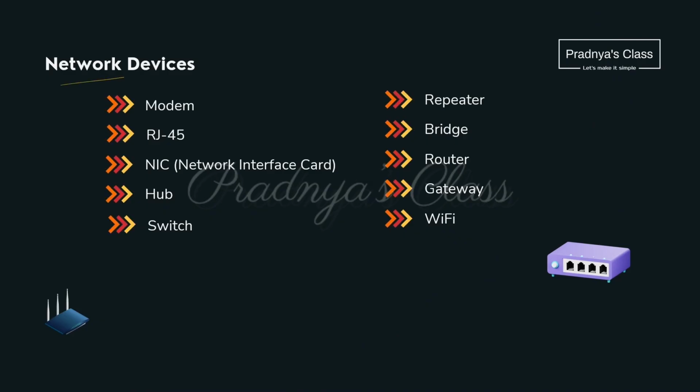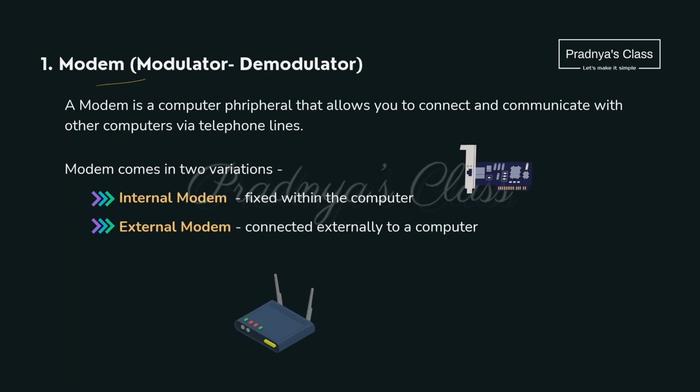Here is the first important topic that we are going to discuss: network devices. You can see here the list of the network devices. Out of that we will be concentrating on modem, hub and switch. But we will be going through other devices also, but in short. The first network device is modem.